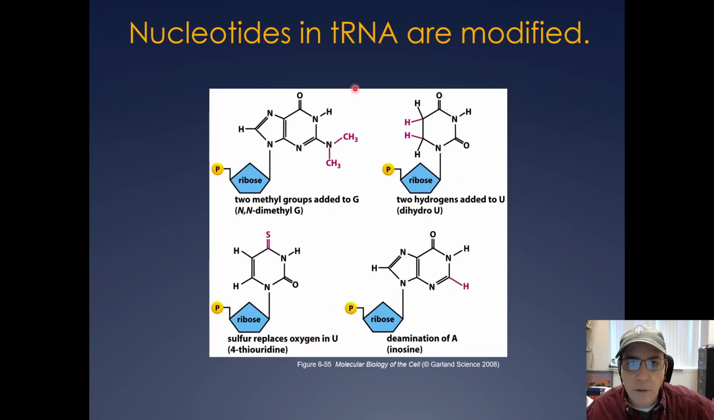Now, once again, there's other nucleotide modifications in tRNAs. Here's a whole bunch of them: N,N-dimethyl guanine, dihydrouridine, 4-thiouridine, where you have the sulfur here, and inosine, which is a deamination of adenosine. So you don't necessarily have to memorize all these, but just know that they're there and that they're modified. Okay.